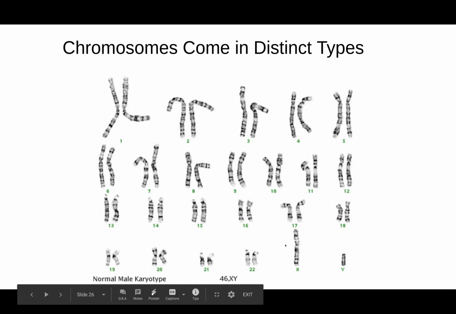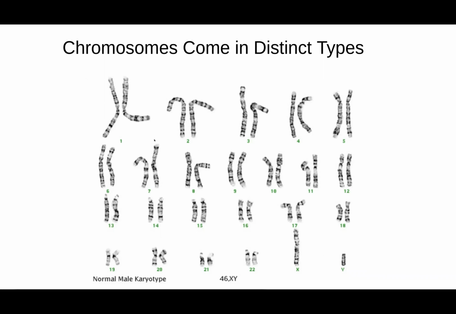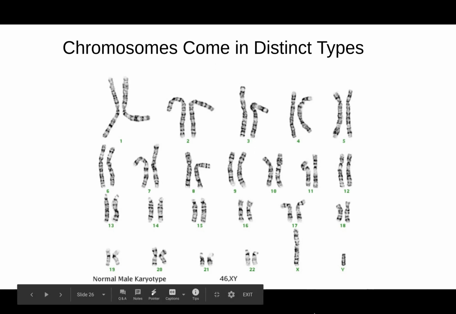Now, these X and the Y are your sex chromosomes. The remaining 22 pairs are what we call autosomes. They basically just mean they're involved in no way with determining sex. All biological sex is actually just determined here on the Y chromosome.